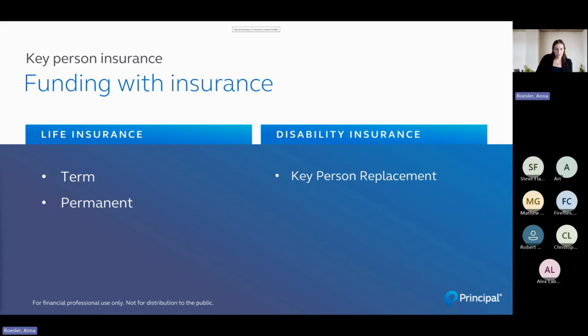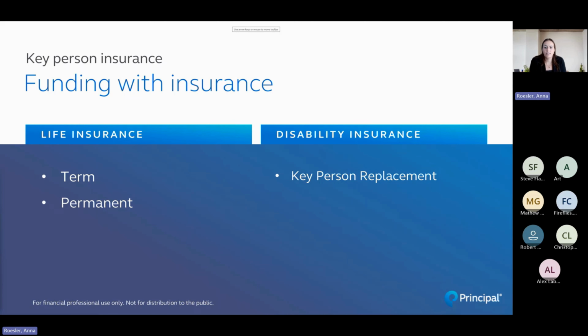For funding with life or disability insurance, there are 3 different options, and there's a little more of a breakdown of each option also. So disability insurance, key person replacement. This is a monthly increment or lump sum payment to the business owner after the waiting period has been fulfilled for disability. For the life insurance, that's for the death benefit.